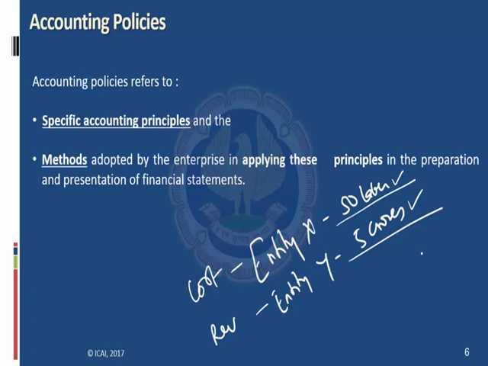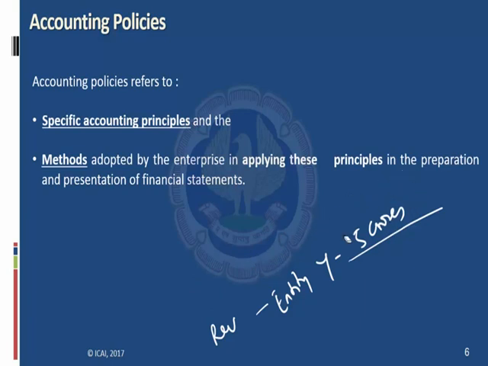So now coming to the definition of accounting policies. Accounting policies refers to specific accounting principles, and the methods adopted by the enterprise in applying these principles in the preparation and presentation of financial statements.